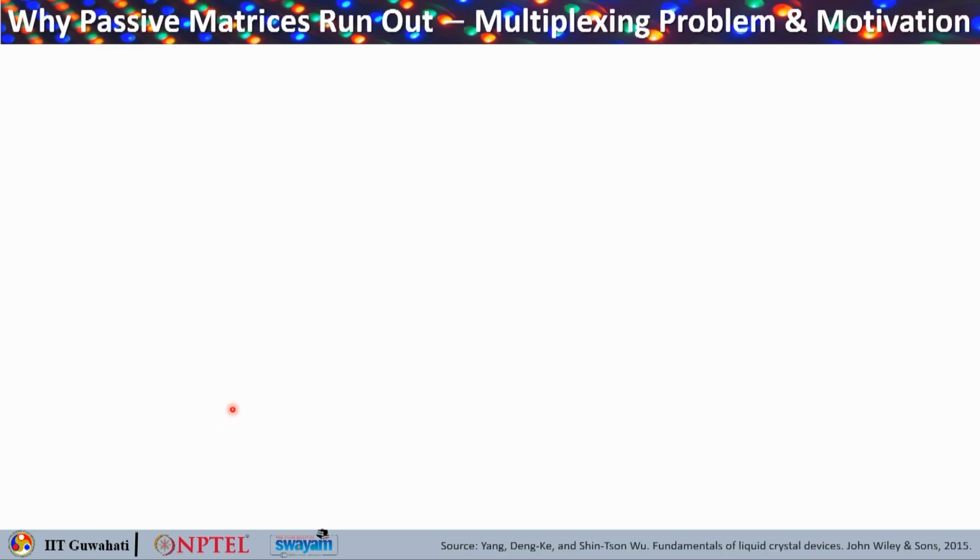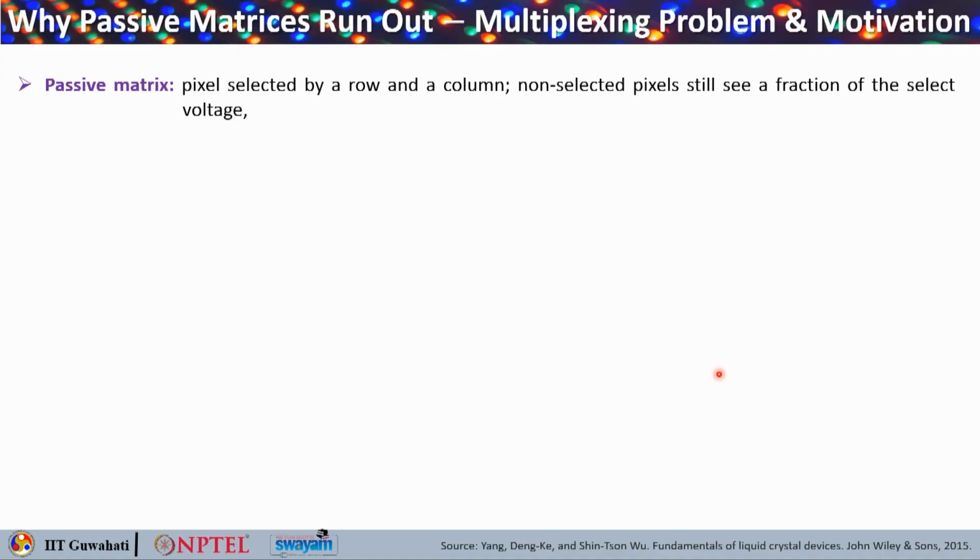So, why do passive matrices run out? We will actually talk about the multiplexing problem in the passive matrix. We have seen that in a passive matrix there is no switch at the pixel level. So, a pixel is basically addressed by driving its row and its column simultaneously, which means every pixel sharing that row or that column receives the same voltage. The pixel we want carries the select voltage, however, the neighbors also carry a non-select voltage that is smaller, however, it is not 0.